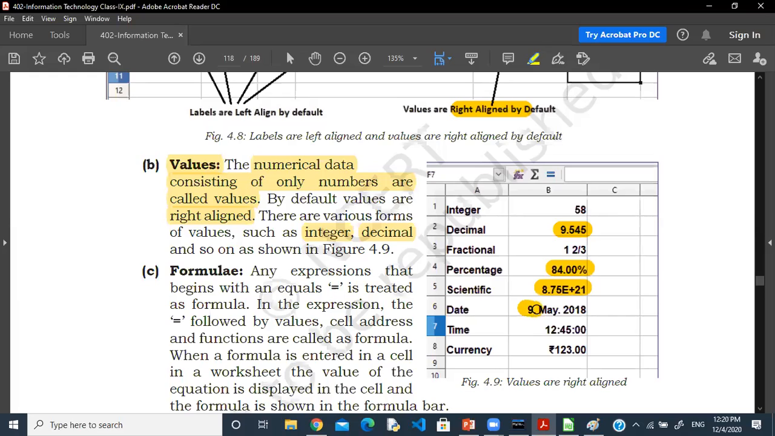Look at this, this is the date. Date is also a number, because internally it's calculated as a number. Time is also calculated as a number. It's represented like 12 colon 45 colon and so on, but internally it is a number. Currency, we use currency symbols and write the number this way also. So the numbers are integer, decimal, fractional, percentage, scientific, date, time, and currency. These all are called values, and all these values are right aligned. So you have to observe these things.